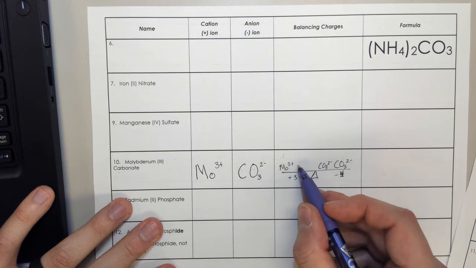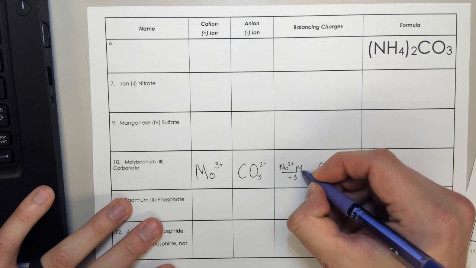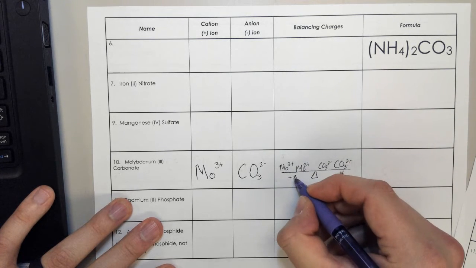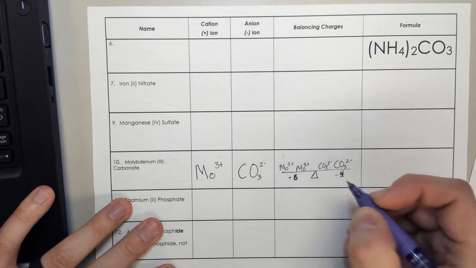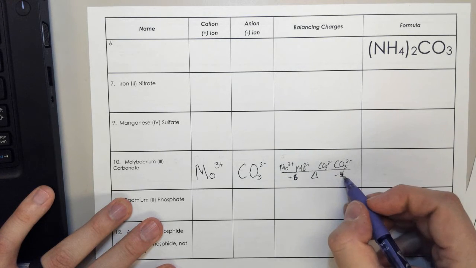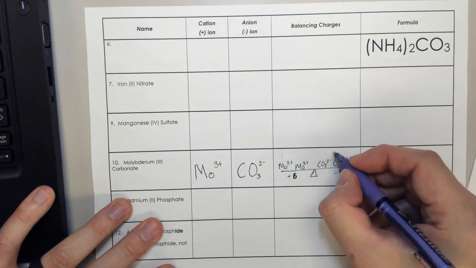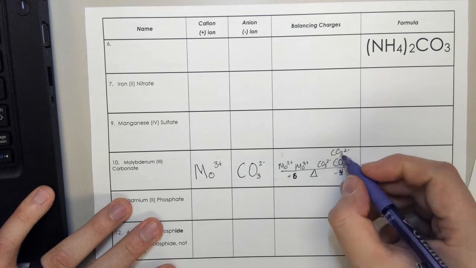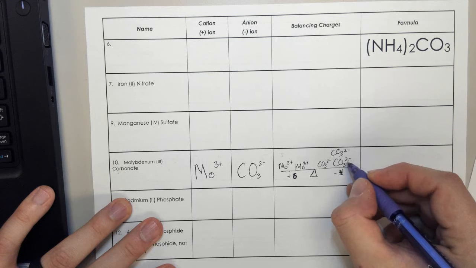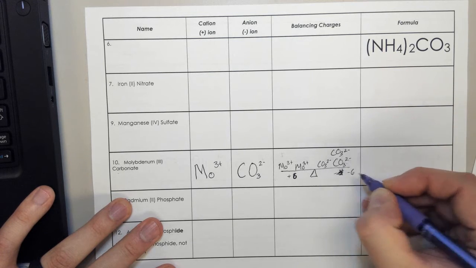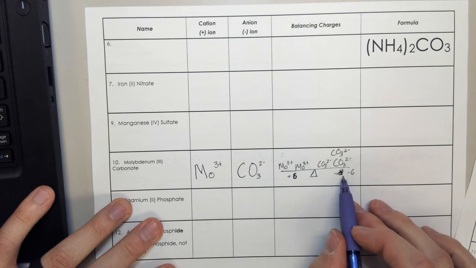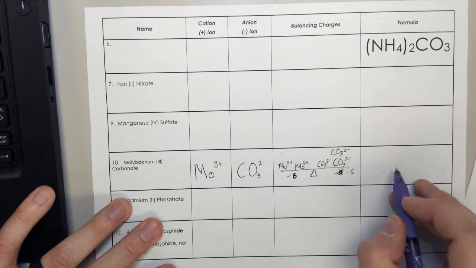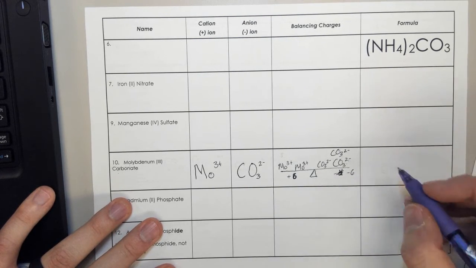So now I got to add something to this side because it's smaller. We're going to add another Mo. So that's 3 plus 3, which equals 6. Okay, well that still doesn't cancel with this 4 over here, so I got to add another thing over here, so we're going to add another carbonate. Well, now it's 2 plus 2 plus 2, which equals a negative 6. Well, this positive 6 and this negative 6, now they cancel.